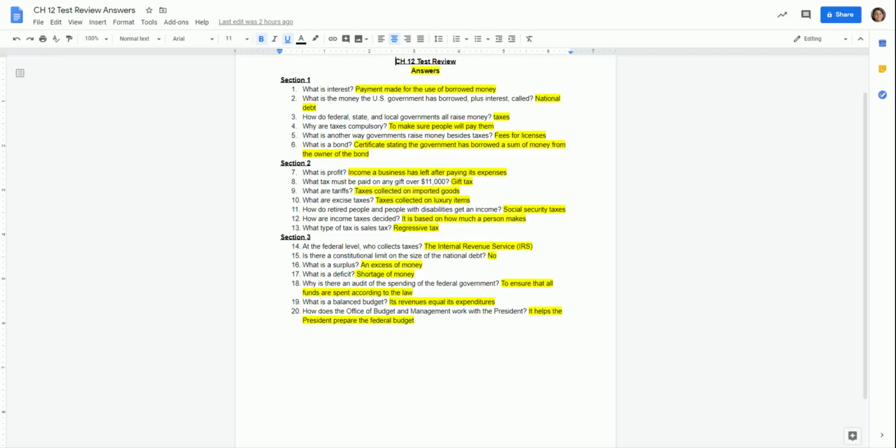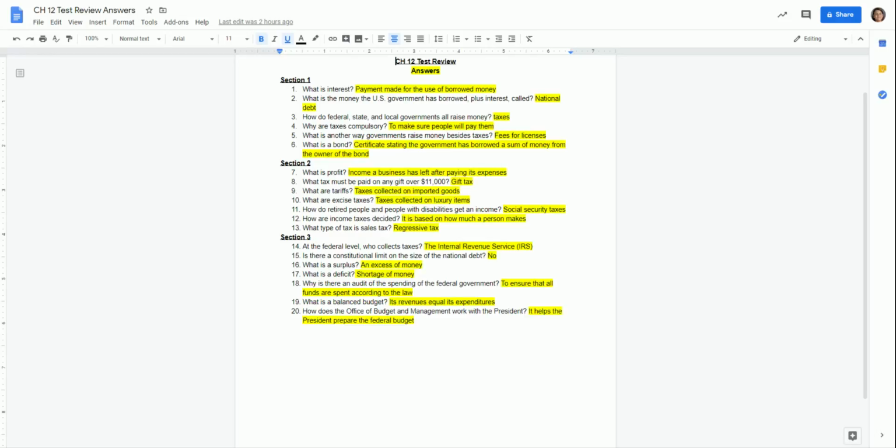So for section 3 here, this was all about how the government collects taxes and some different terms for what they do with our tax money. So remember, the IRS is in charge of collecting the taxes, and then the president will work with the Office of Budget and Management to create a federal budget and decide how to spend that tax money. Congress also has to approve the budget as well. So just some terms that go along with that budget. Make sure you don't get these mixed up because they're easy to get confused.